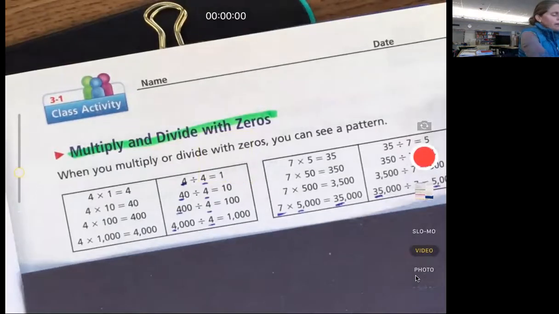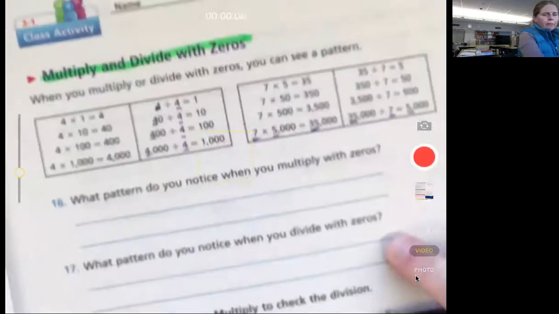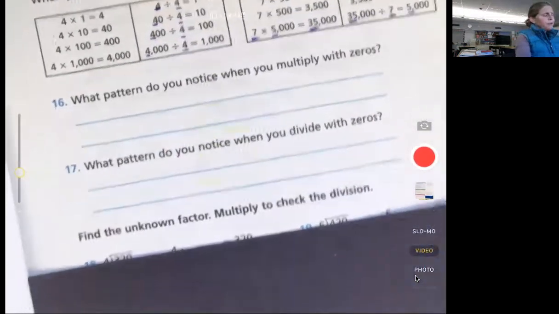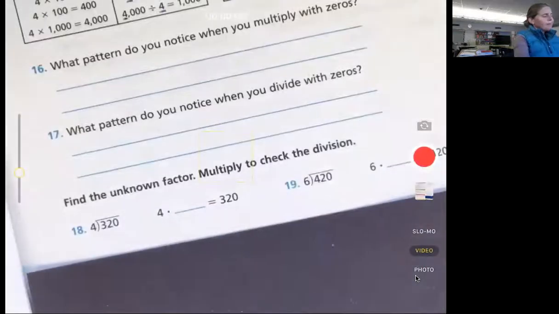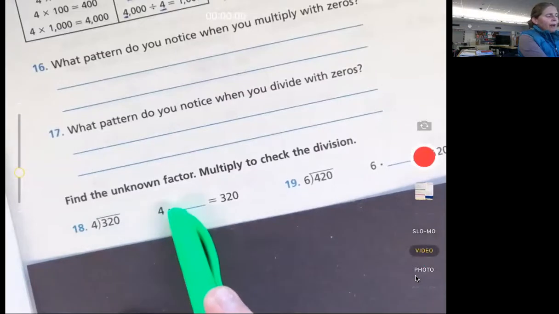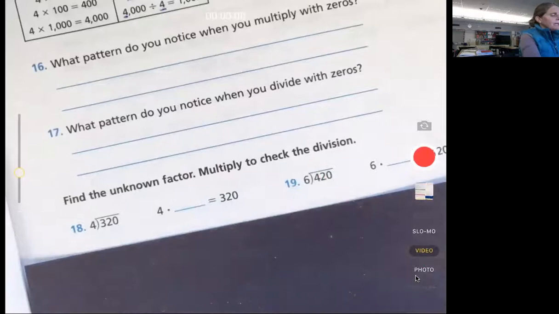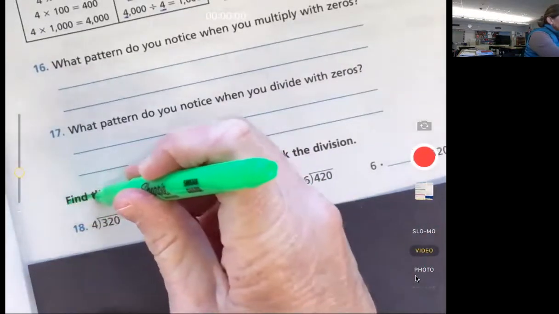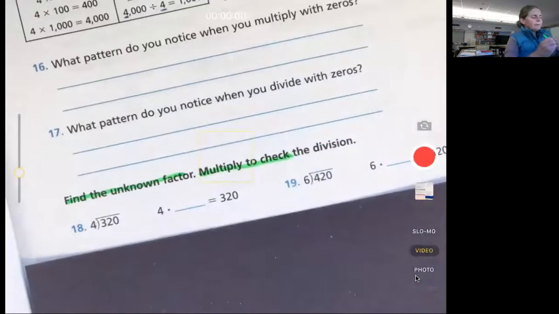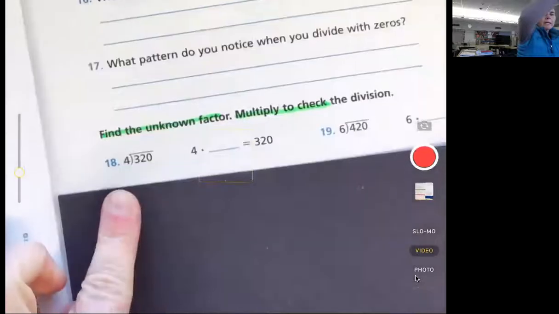As we go down this page, we're not going to fill in numbers 16 and 17 right now, or you can if you would prefer to. I'm not going to write that right now. What I do want us to look at is to find the unknown factor, and then we're going to multiply to check. We did that a little bit yesterday. So we'll find the unknown factor and multiply. Okay, so let's do it. Let's look at number 18. I'm going to zoom in a tiny bit.